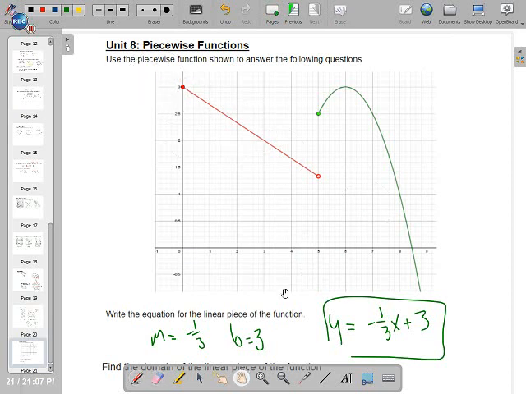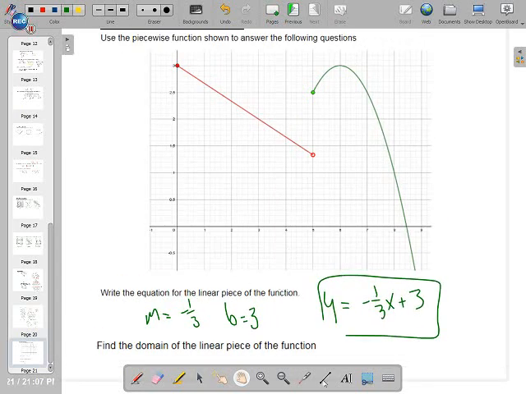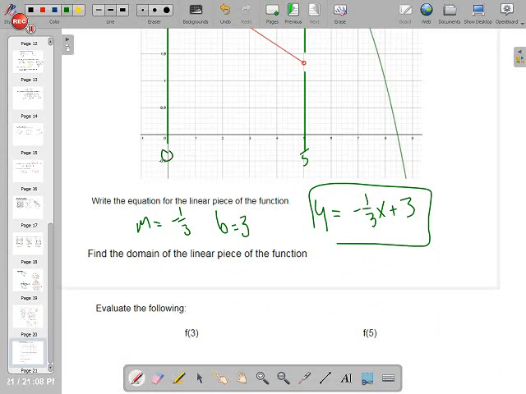Find the domain. Okay, the domain is the x values. If you look here and here, this thing has been chopped off. The ends have been chopped off. So the minimum x value is 0, and the maximum x value is 1, 2, 3, 4, 5. It's kind of hard to read. What's also going on is you have an open circle and a closed circle. So we say 0 is less than or equal to x is less than 5.